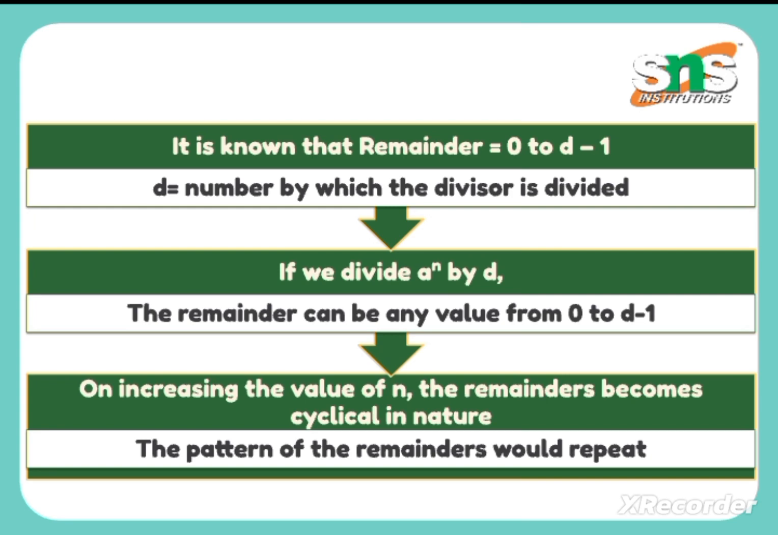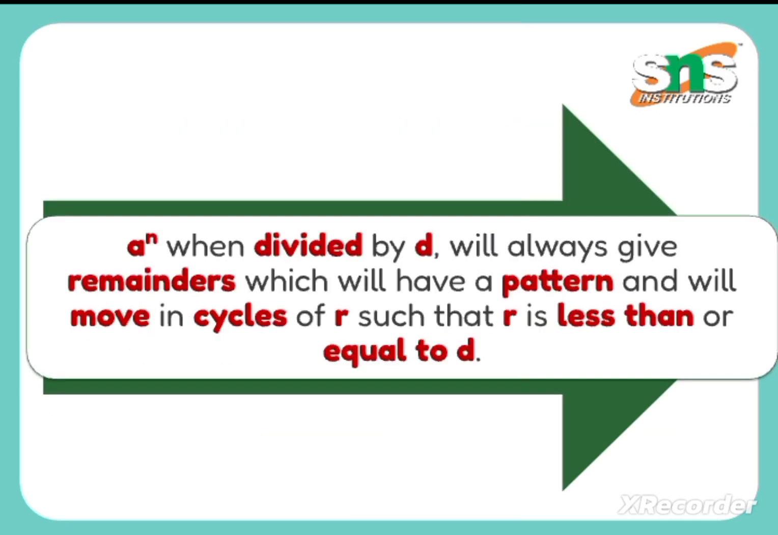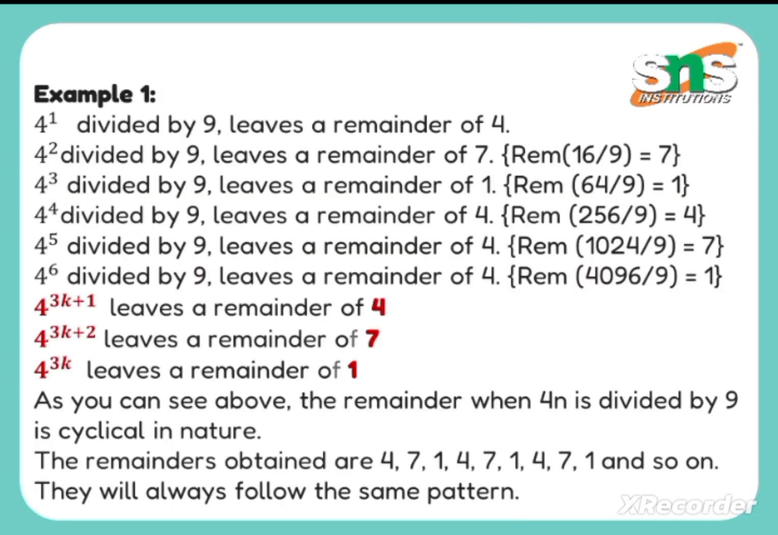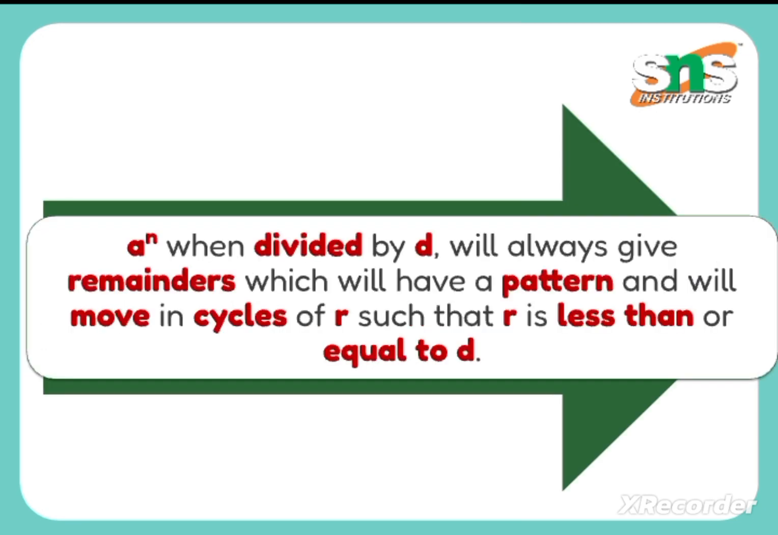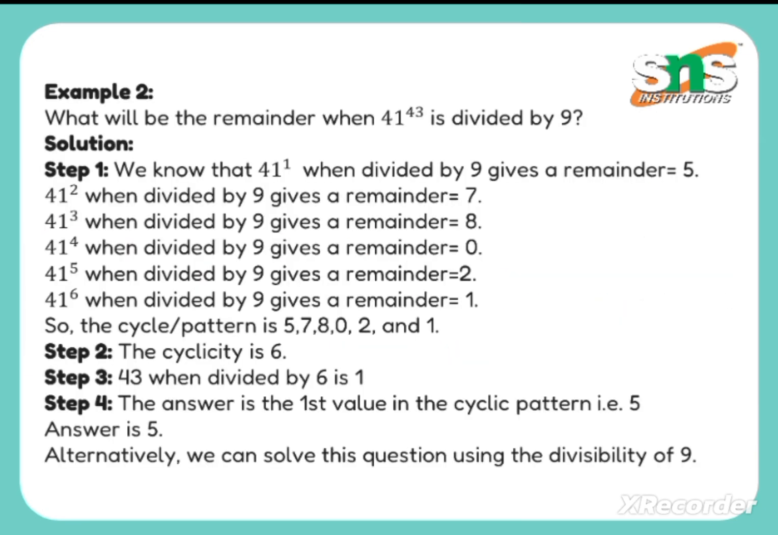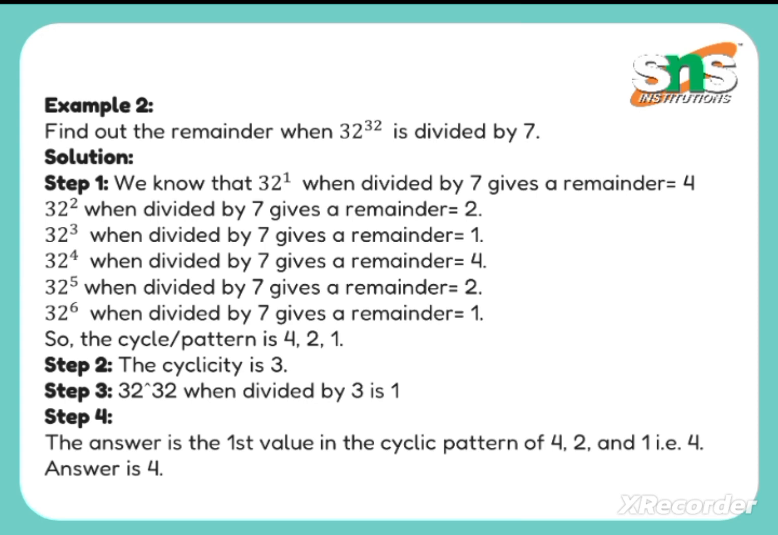It is known that the remainder will be from 0 to d minus 1, where d is your divisor. When a to the power of n is divided by d, you get the remainder 0 to d minus 1. On increasing the value of n, the remainder will always have a definite pattern or a cycle. So understand these problems. In these problems, we know the remainder is following a pattern or a cycle. Based on the cycle, you divide the power and get the answer.